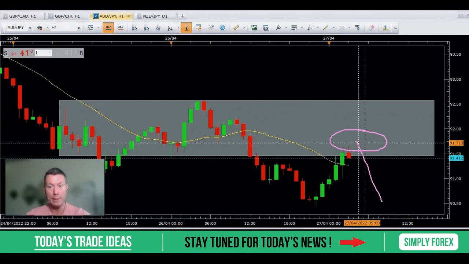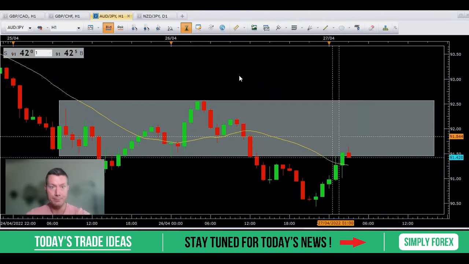We'll take price back down to this last H1 low. That's always our first target. Close 80% of the trade and leave 20% to run down to the 90 zone. So yeah, we're shorting Aussie dollar Japanese yen.